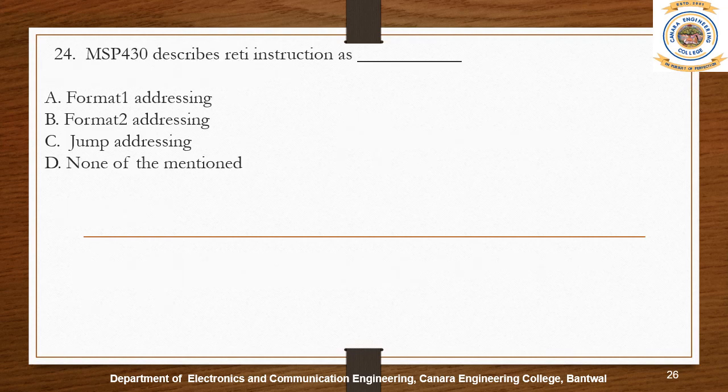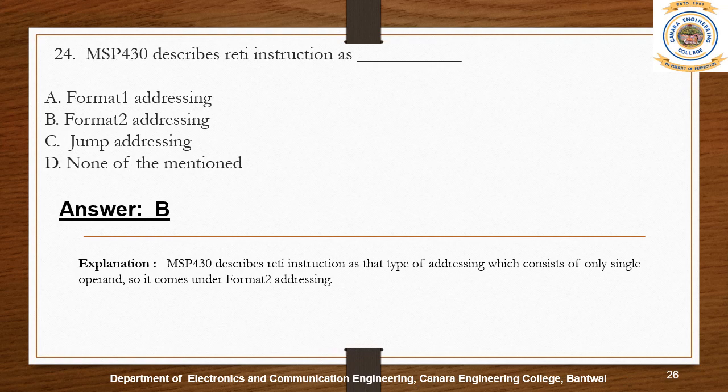The instructions in MSP430 can be categorized into different formats: format 1, format 2, and one without an operand. Here, in the case of RETI, it is a return from interrupt. Whenever there is an instruction with return from interrupt, it should have an operand that holds the address to where it has to return. So it comes under format 2 of addressing. In case of format 1, you should have at least two operands.